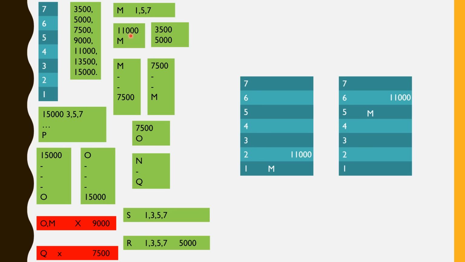Then it is given there is a 2 gap between M and the person with an income of 7,500. In figure 1 it is only 7,500 -- -- M, and in figure 2 it can be M -- -- 7,500. Now we have got the location of 7,500, so we can find the corresponding location of O, because O is lying immediately below 7,500. So in figure 1, O will lie on floor number 3, and in figure 2, O will lie on floor number 1.